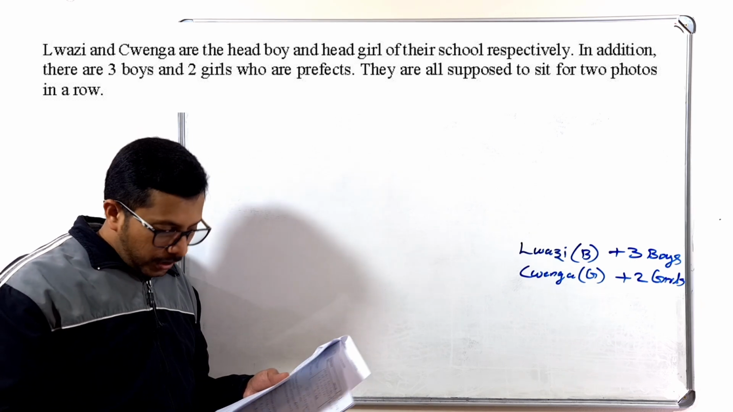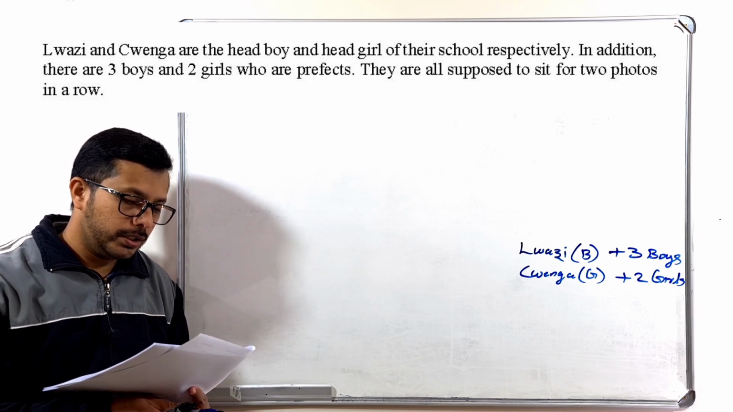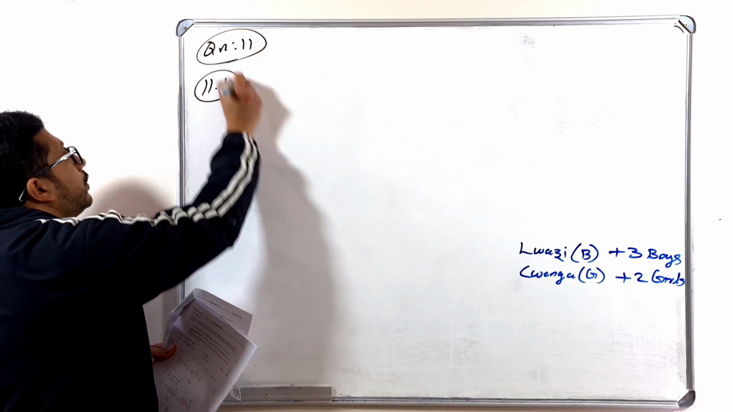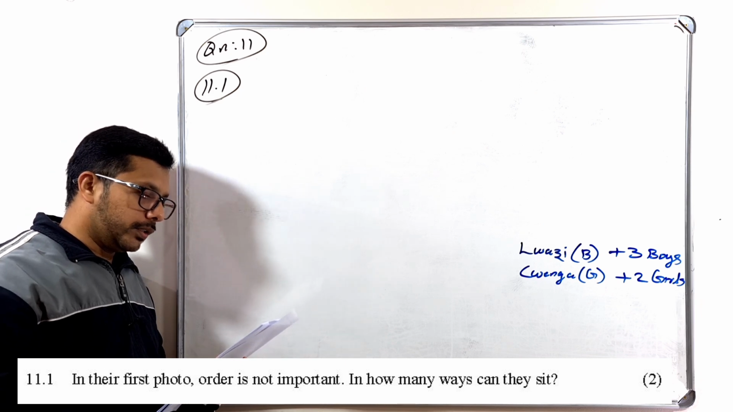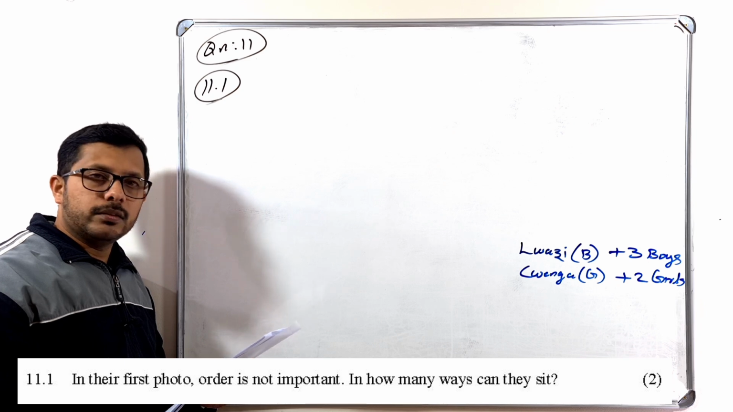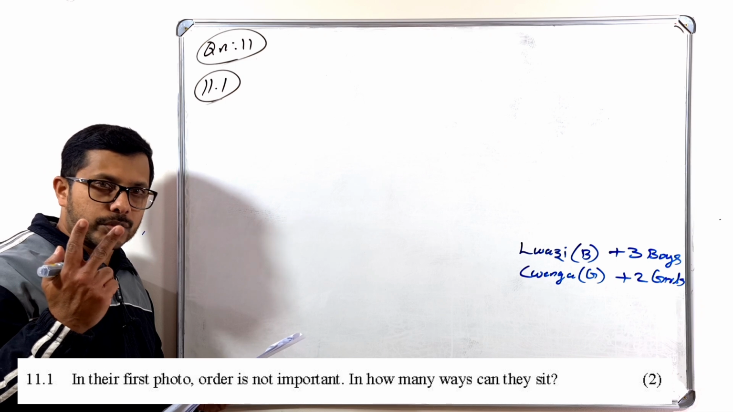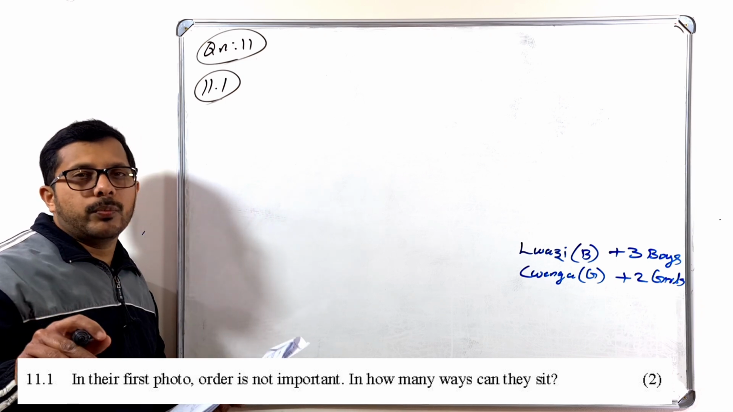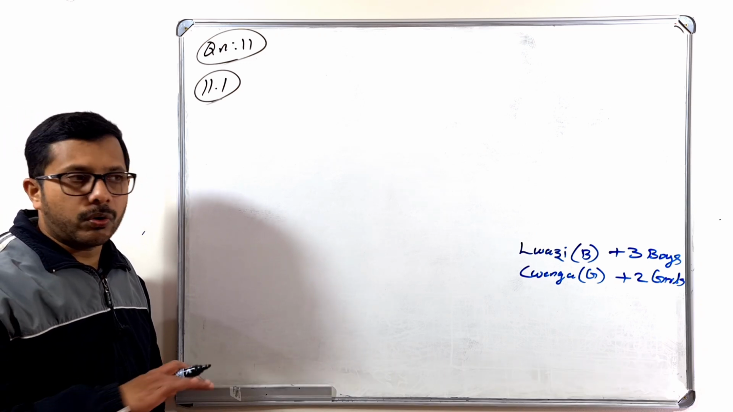11.1. If in their first photo order is not important, in how many ways can they sit? Order is not important in their first photo. We are talking about the first. They are taking 2 photos. Now we are talking about the first photo. In the first photo order is not important, how many different ways can they sit? There is no order or nothing.